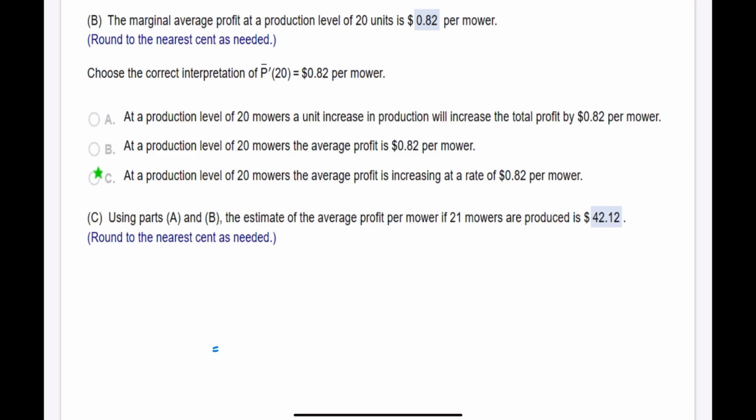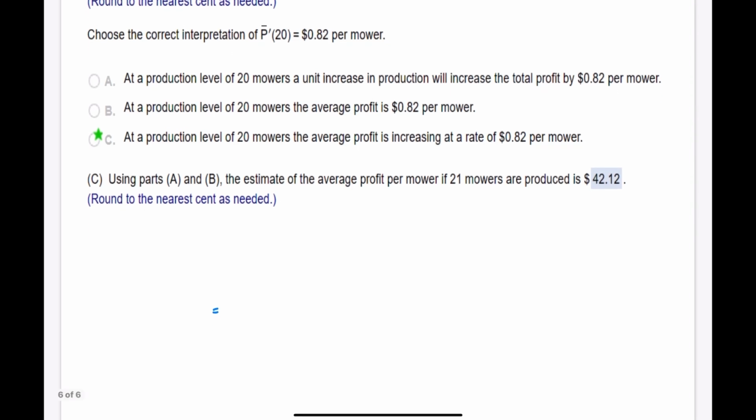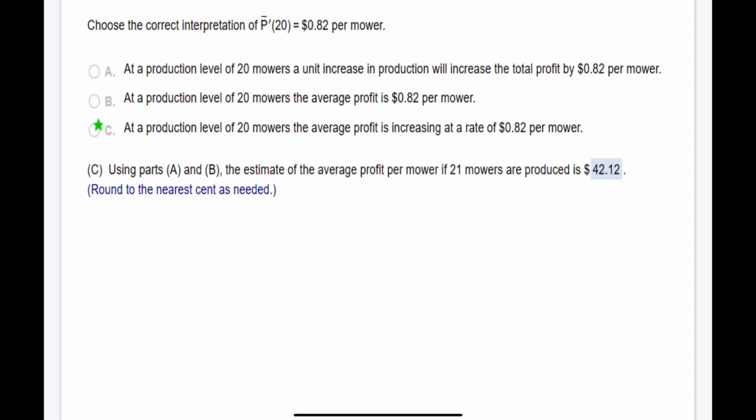In this part B, they say find the marginal average profit at the production level of 20 units. Again, this is not the 21st or 51st. They're just asking me, hey, what's the marginal average profit for 20 units? That's very simple. Let's go ahead.